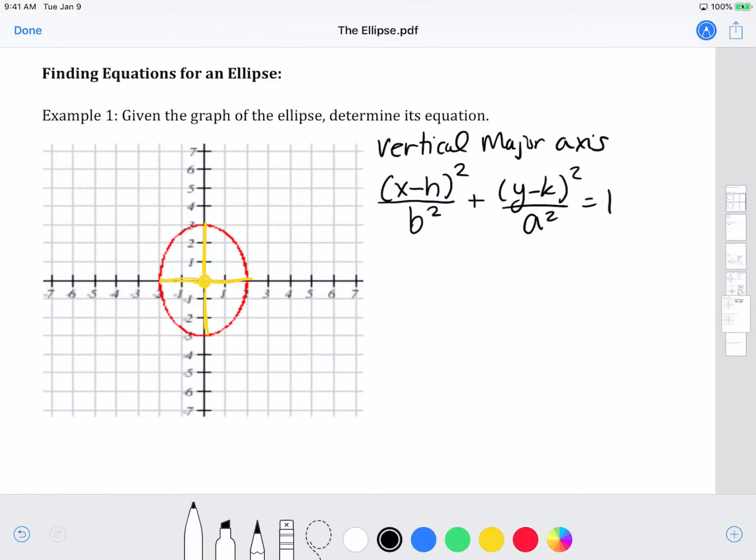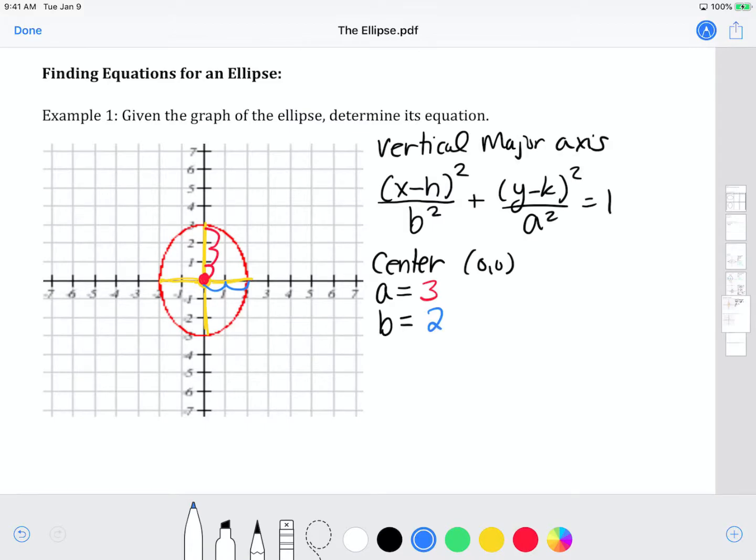Because our a squared should always be bigger than the b squared, and since this is running vertically, our a squared should be underneath the term with the y. So now we have to identify the center, our value of a, and our value of b. Our center is 0, 0. Our A, since this is running vertically, is from the center out, so that's 1, 2, 3. So our A is 3, and our B is the center out along the minor axis, so that's 1, 2.